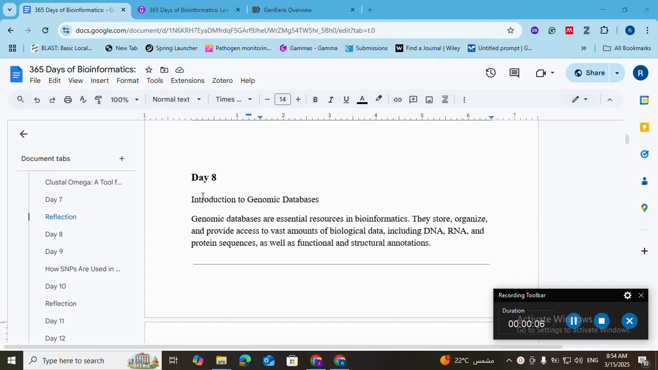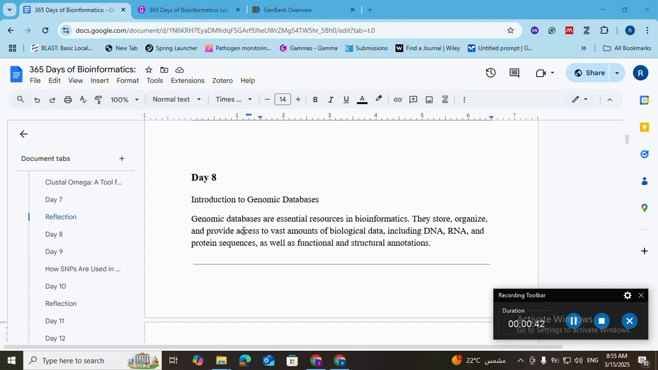Day 8: Introduction to a Genomic Database. You notice that I changed the type of the presentation. I collect the days into a book. This is the first draft that I am working on, so I use it to discuss the ideas. D8 number 1, its title is Introduction to Genomic Database.